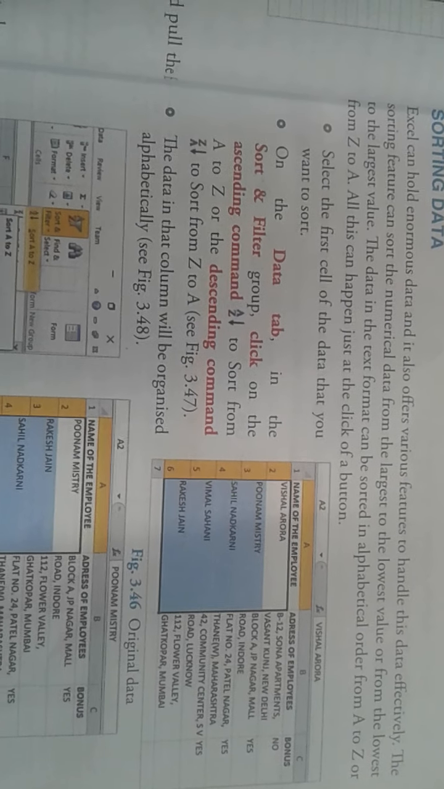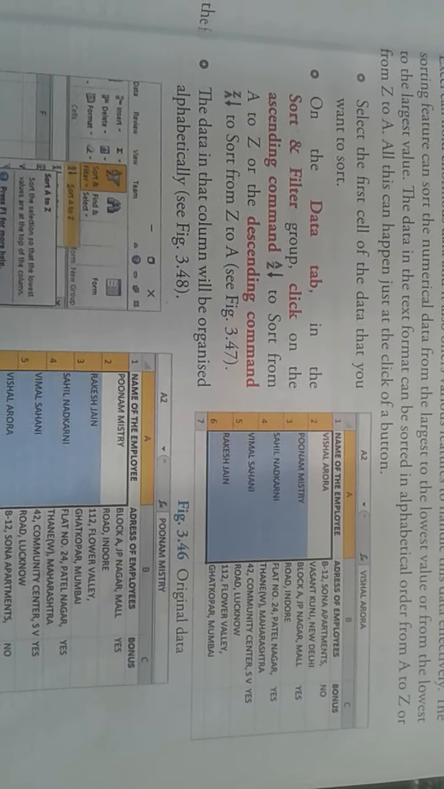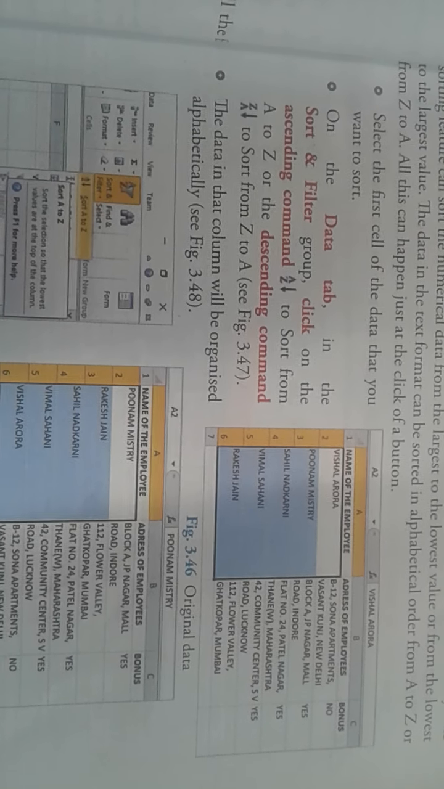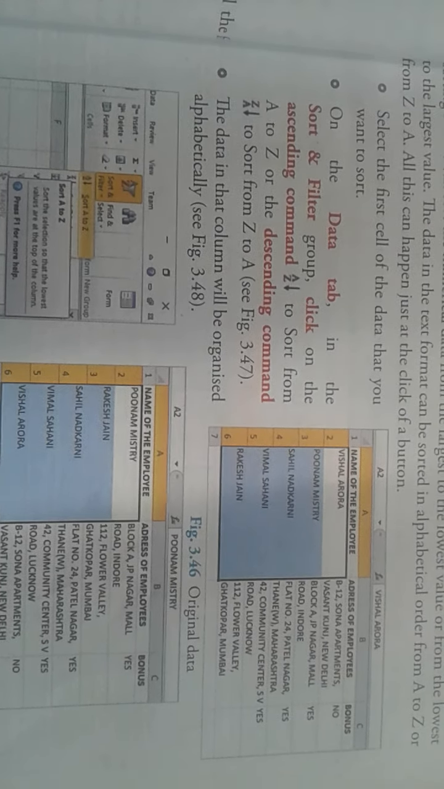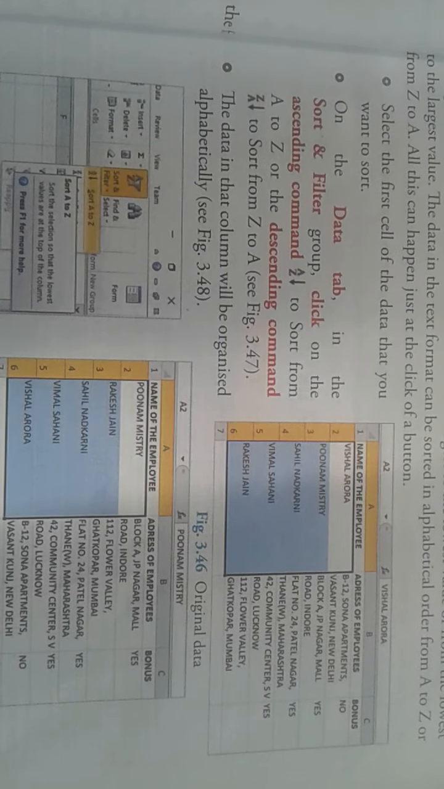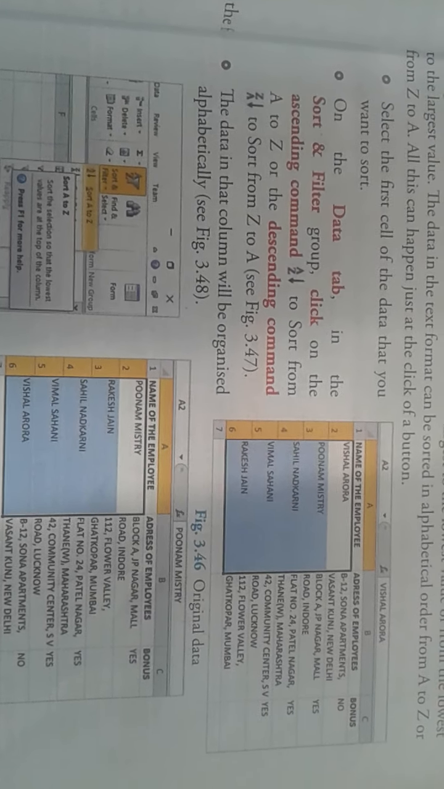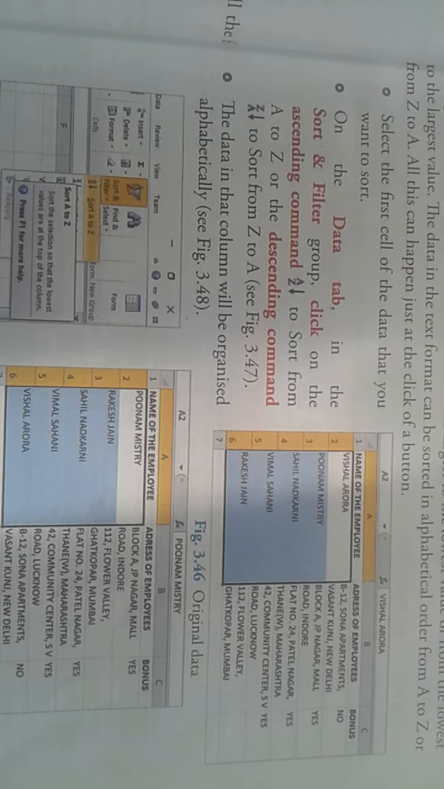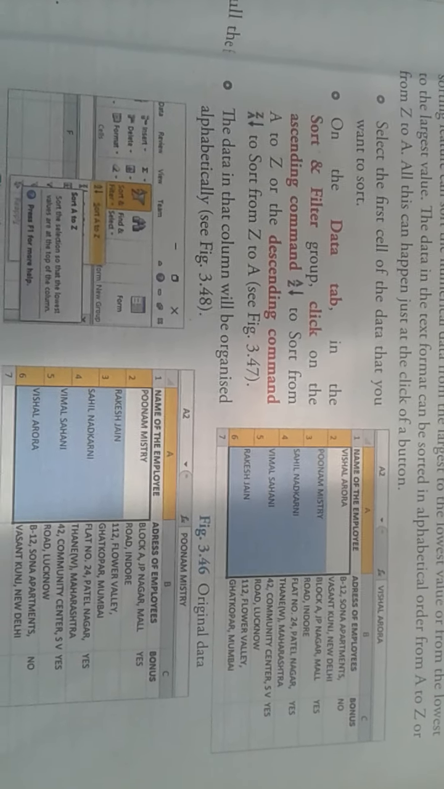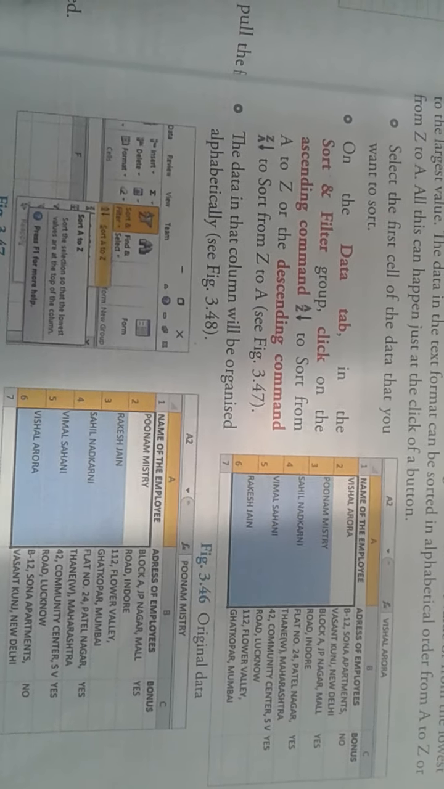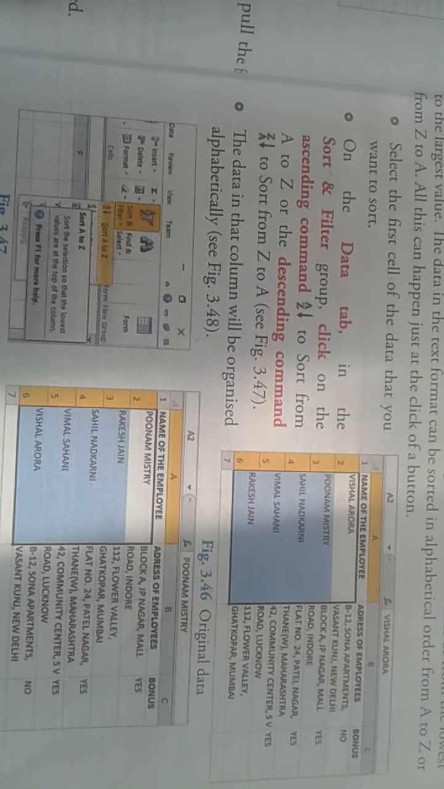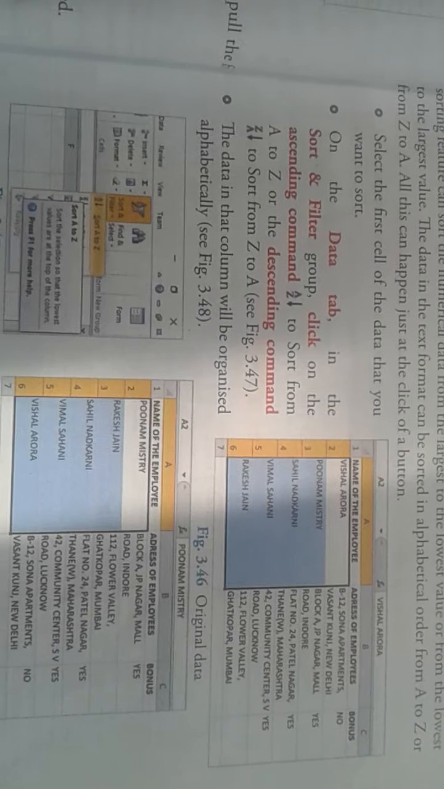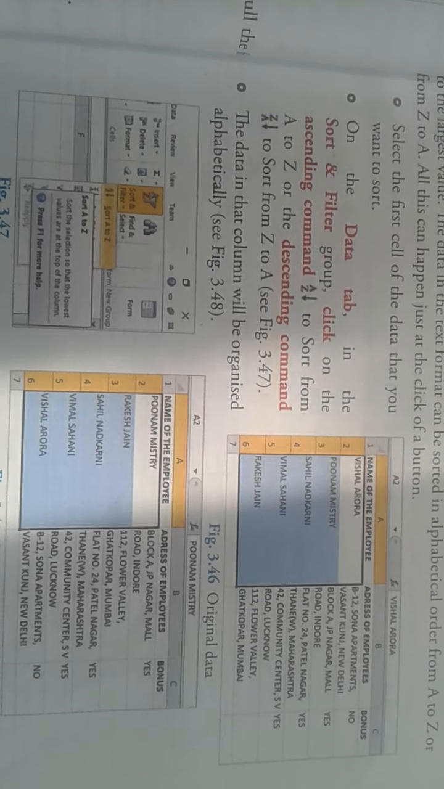Select the first letter of the data that you want to sort. On the Data tab, in the Sort and Filter group, click on the Ascending command, sort A to Z, or the Descending command, Z to A. Automatically it will happen. The data in that column will be organized alphabetically. Numerical data can also be sorted by using the same commands, through the same commands you can organize numeric values also.